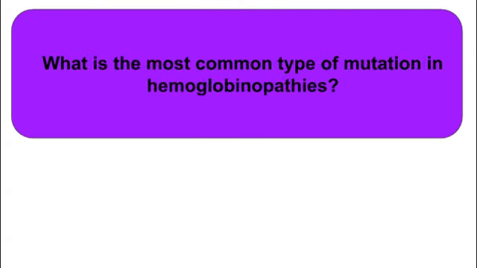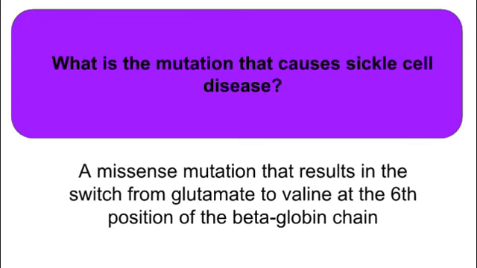What is the most common type of mutation in hemoglobinopathies? Missense mutations, although deletions are common in alpha thalassemia. What is the mutation that causes sickle cell disease? A missense mutation that results in the switch from glutamate to valine at the 6th position of the beta-globin chain.